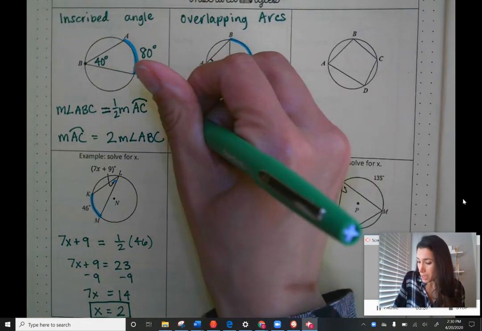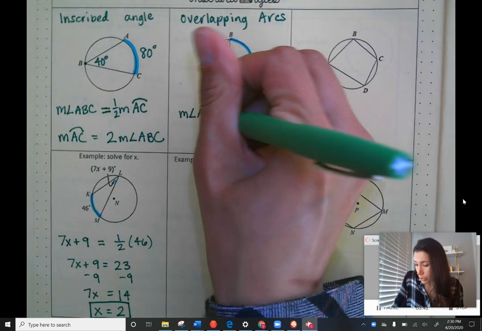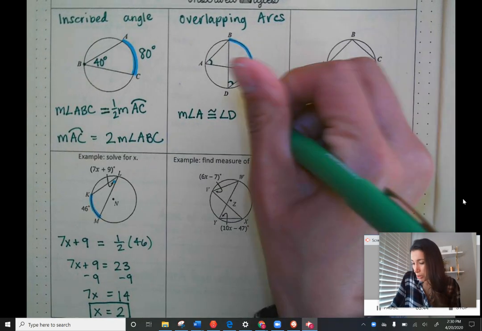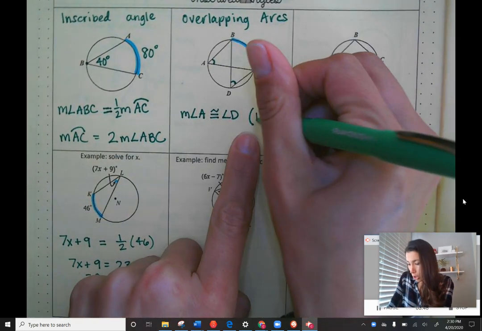So I should be able to say that the measure, I am just going to call it angle A for this diagram, is congruent to angle D. And I'm just going to put in parentheses, the reason is because they both overlap or go to arc BC.